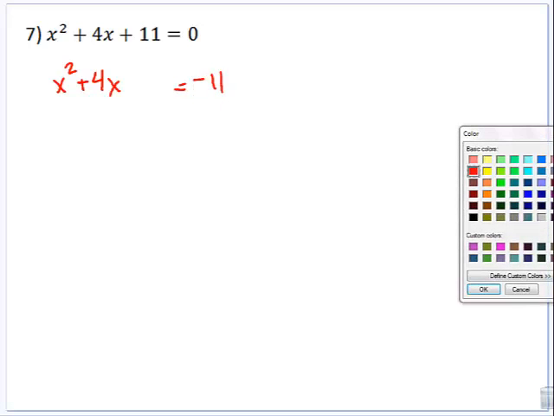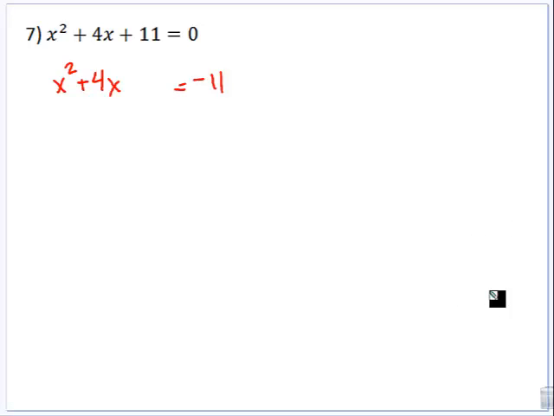Now, to make this into a perfect square, we would have to divide the 4 by 2 and square it. So 4 divided by 2 is 2. 2 squared is 4, so we will add 4 to both sides of the equation. X squared plus 4x plus 4 factors into a perfect square, and this factors into x plus 2 squared. This will then equal negative 11 plus 4 is equal to negative 7.